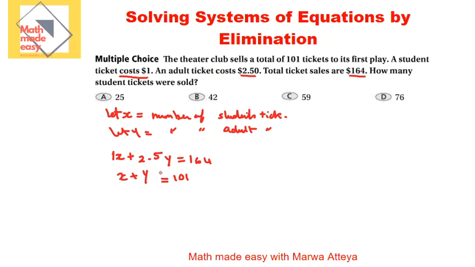What do you mean by elimination? Elimination is when you have two equations and one of the variables has the same coefficient, like x here is multiplied by 1, and x here is also multiplied by 1. When you have that, you can actually eliminate one of those variables, omit it, just remove it. How? By subtracting both equations.